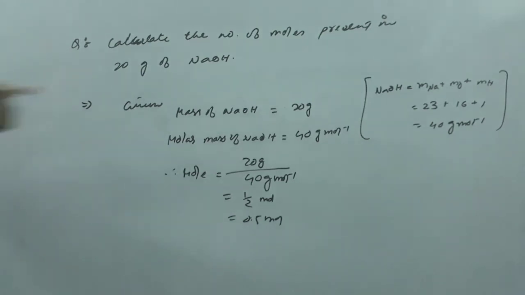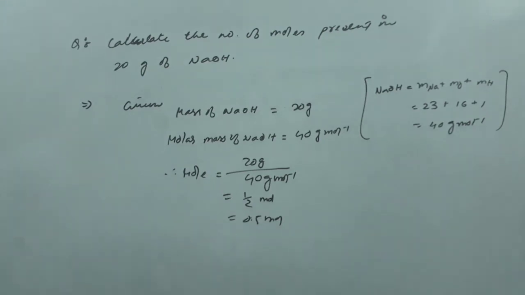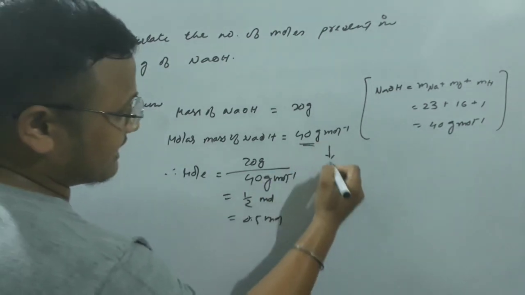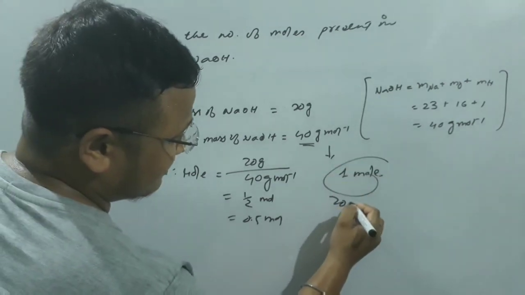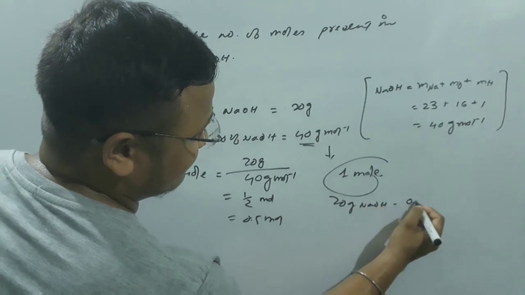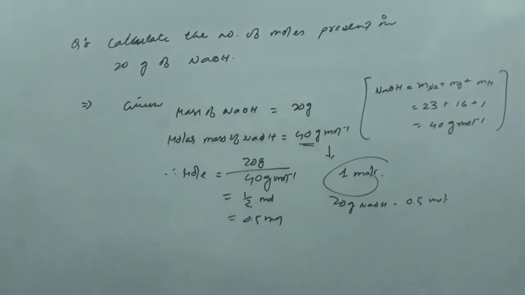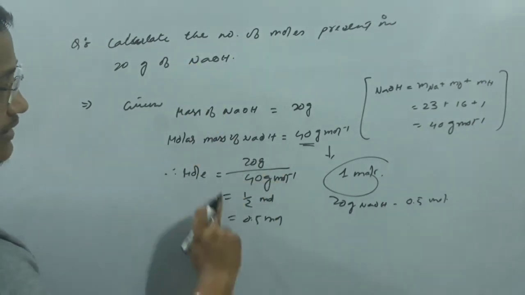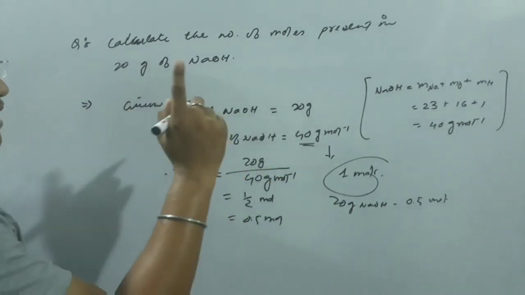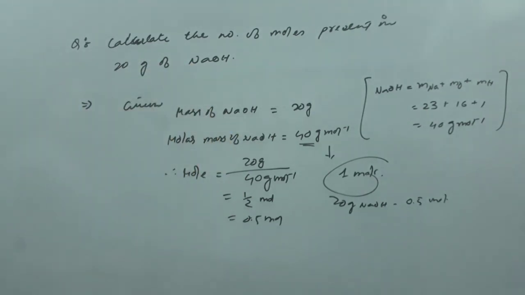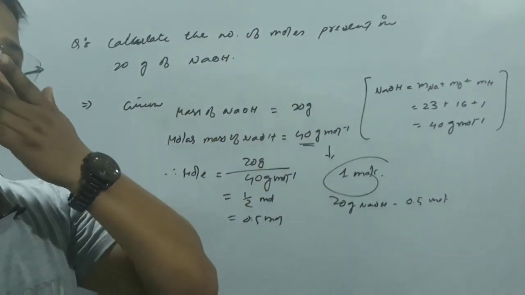That means 20 gram of sodium hydroxide is 0.5 mole, isn't it? Why? Because 40 gram is 1 mole, so 20 gram of sodium hydroxide will definitely be half a mole. So try to go through this. So for 1 mole, the mass is equal to the molar mass of the substance. That is what we can think of it, okay?